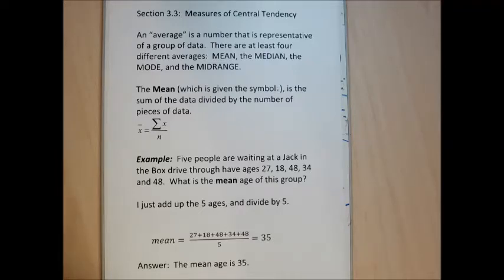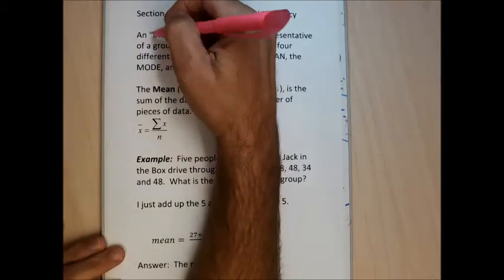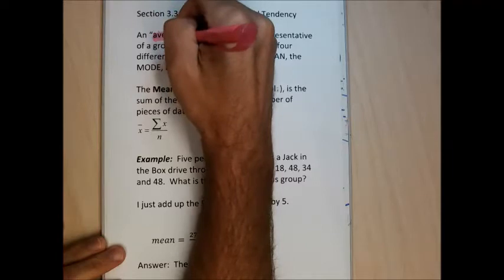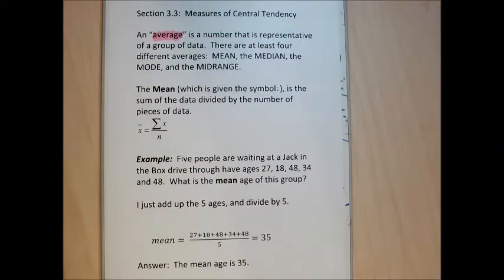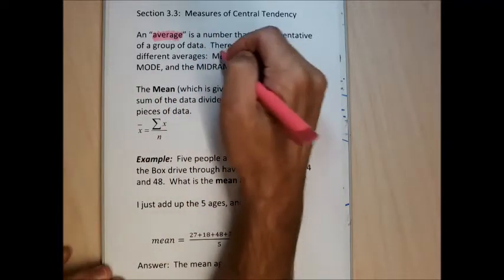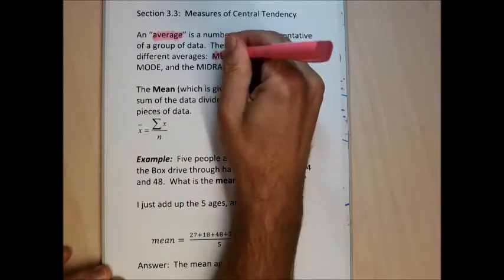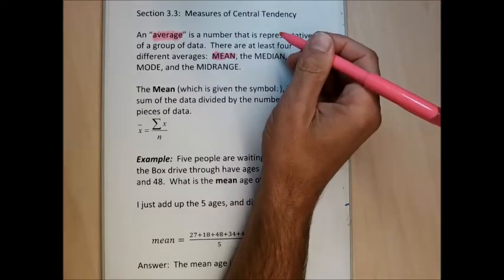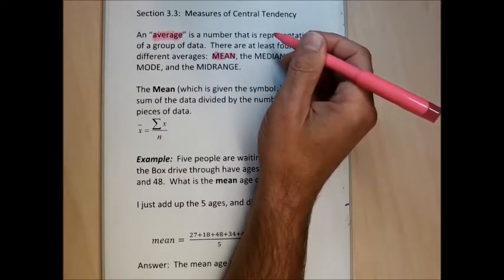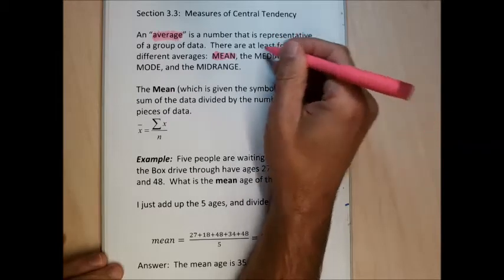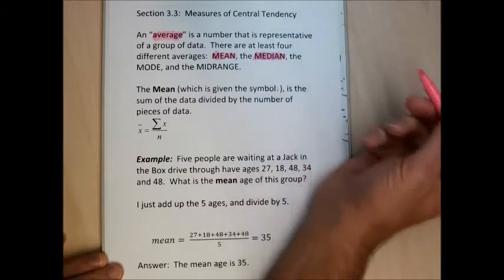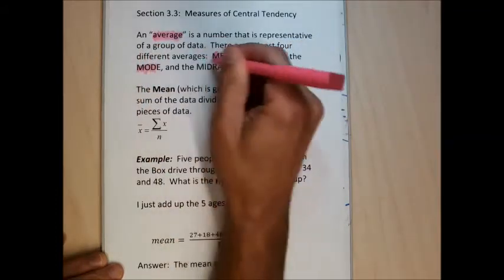Section 3.3 really is a section on computing different kinds of averages for groups of numbers. And in this section, we're going to study 4 different kinds of averages. The one that you're probably most familiar with, mean, which is just kind of the arithmetic average, where you add up all the numbers and then divide by the total of numbers. I'll talk about that in a second. The other kinds of averages we're going to talk about are median, mode, and mid-range.